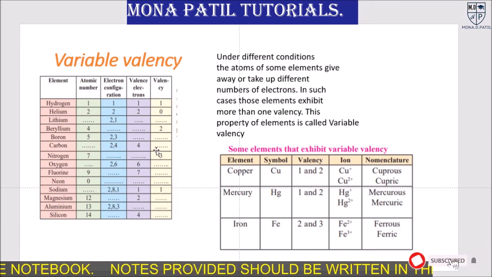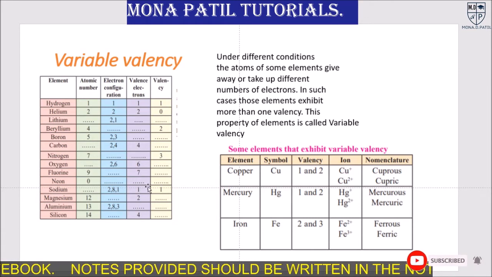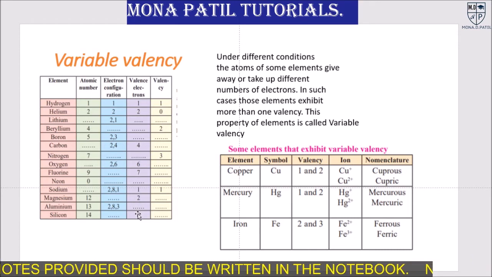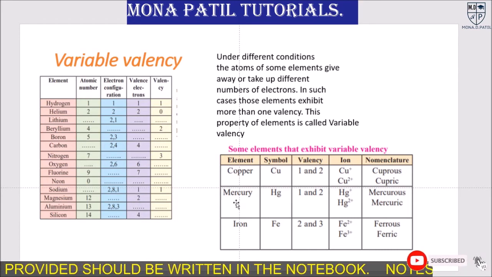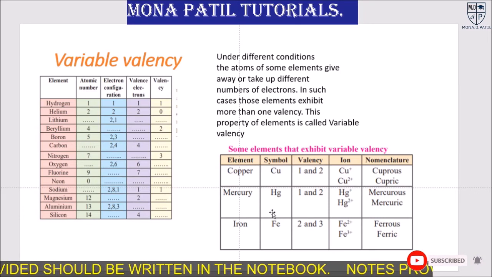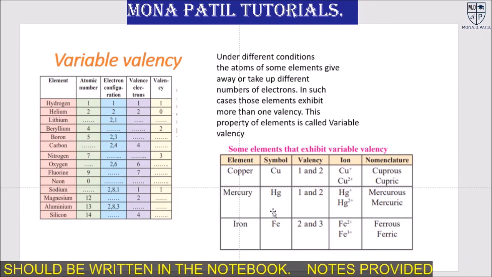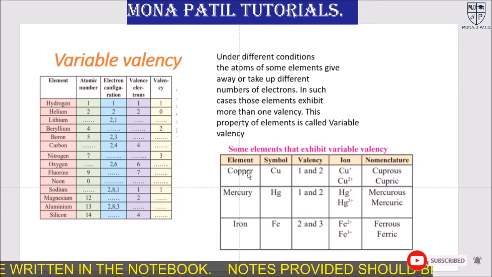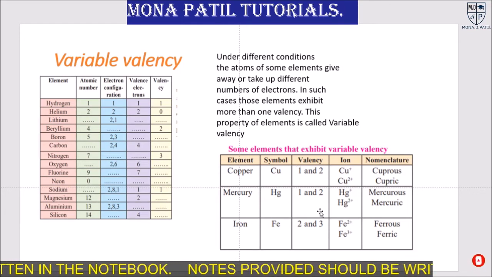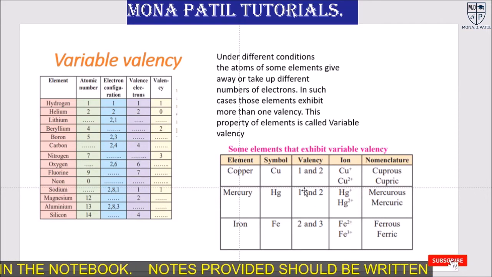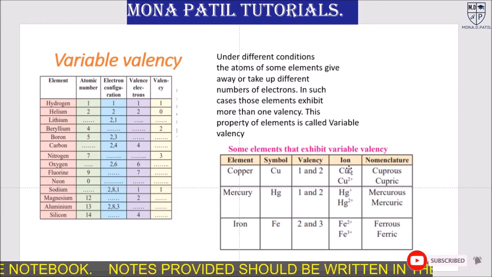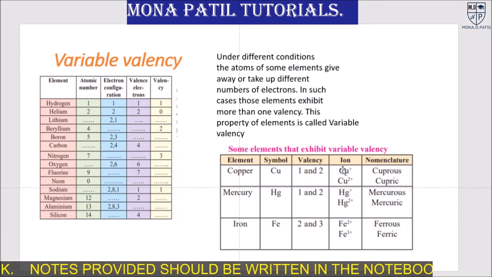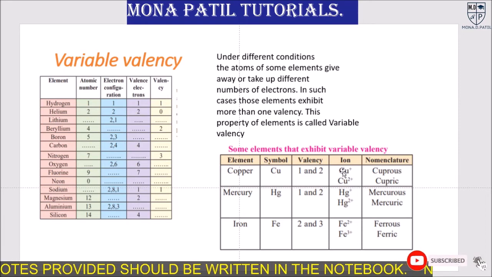So carbon valency will be 4, and so on for the nitrogen, oxygen, fluorine, neon, sodium, magnesium, aluminum, and silicon. But in spite of this, some elements exhibit variable valency, meaning their valency can be changed a little bit. Here you can see the example of copper. Copper has two valencies, 1 and 2. According to the situation, copper is a metal, so it can give 2 electrons or 1 electron.